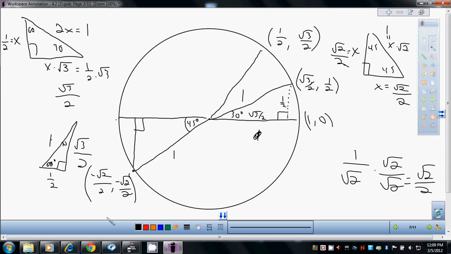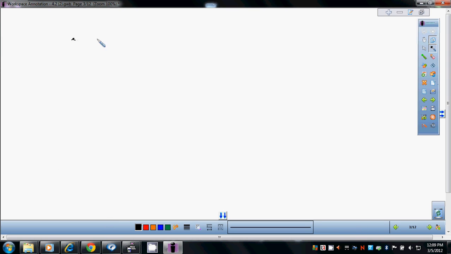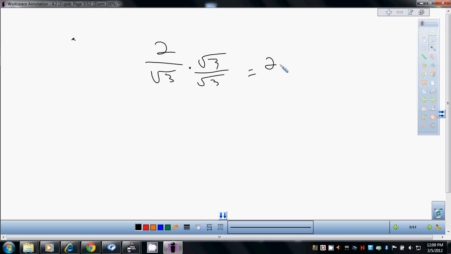So, if cosine was radical 3 over 2, then secant would be 2 over radical 3, which you have to rationalize, which means just multiply the top and bottom by your radical, and you get 2 radical 3 over 3.